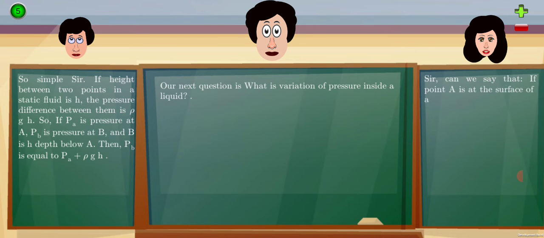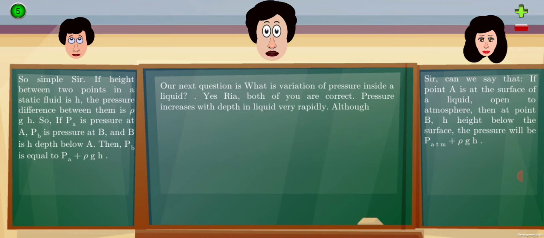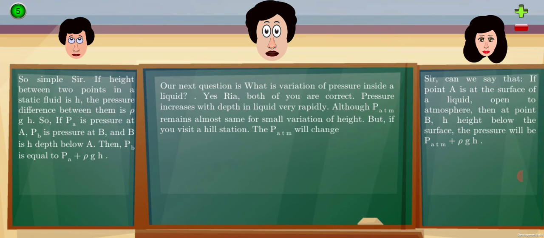If point A is at the surface of a liquid, open to atmosphere, then at point B, h height below the surface, the pressure will be P atm plus rho gh. Yes, Ria, both of you are correct. Pressure increases with depth in liquid very rapidly. Although P atm remains almost same for small variation of height. But, if you visit a hill station, the P atm will change by a significant value.